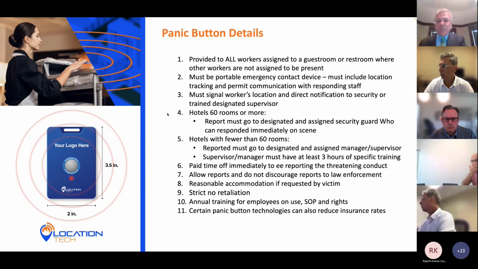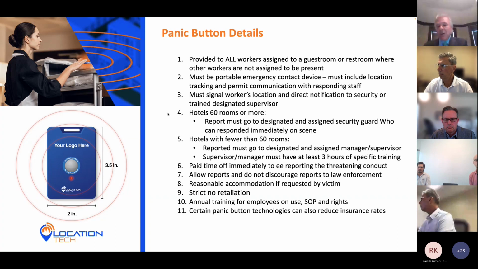And here's a distinction depending upon the number of rooms at your hotels. For hotels with 60 or more rooms, the report must go to a designated and assigned security guard. And that security guard needs to be able to respond immediately. What that means is you can't say manager X is going to be our security guard. You need to have a security guard. We think you can still have third-party security guards, but you have to have someone that is a security guard that's designated to respond to panic button alerts and who can respond immediately and is on scene. So it can't be a remote security service.